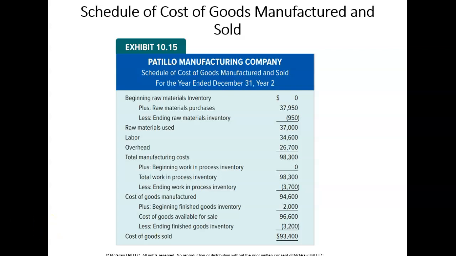We are now at the conclusion of our Chapter 10 video lecture. We're looking at how to prepare the schedule of cost of goods manufactured and sold. To complete the schedule, begin with your beginning raw material inventory. That was 0. Add the raw material that you purchased. Subtract out the ending raw material inventory, what you have remaining, to get the raw material used, 37,000.